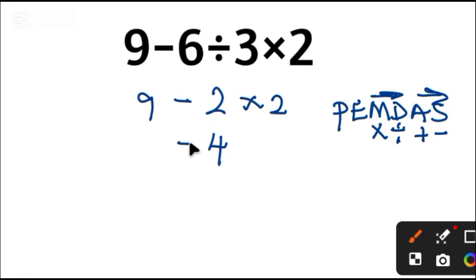We have the subtraction here, we have the 9 here. Now 9 minus 4 will give us 5. So the correct answer to this equation is 5.